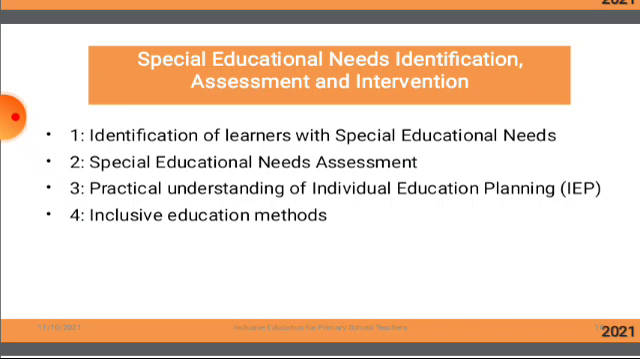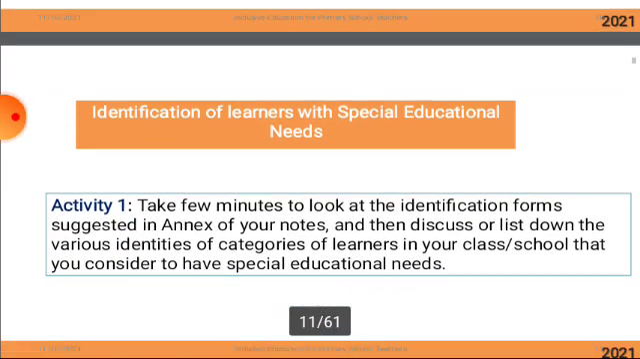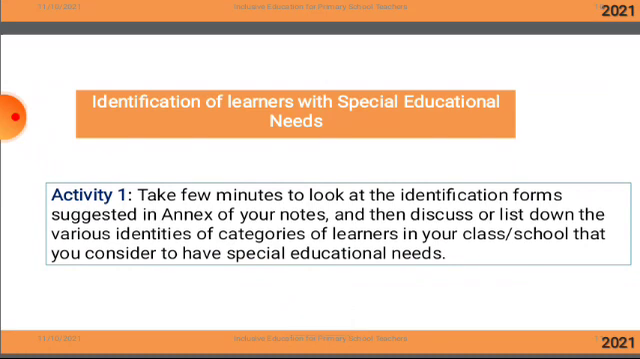Special educational needs: identification, assessment, and intervention. Identification of learners with special educational needs. Special educational needs assessment. Practical understanding of individual educational planning, IEP, if we abbreviate. Inclusive education methods. Let's start with identification of learners with special educational needs.